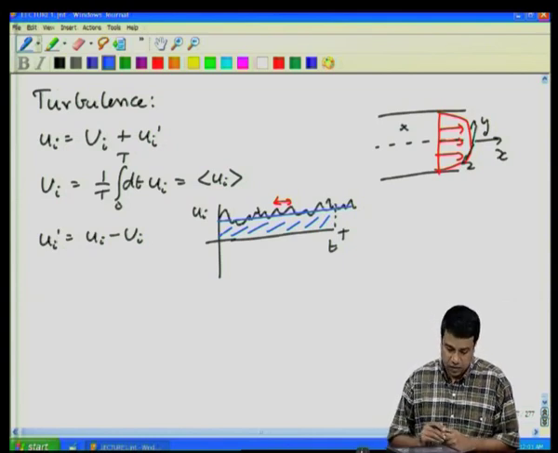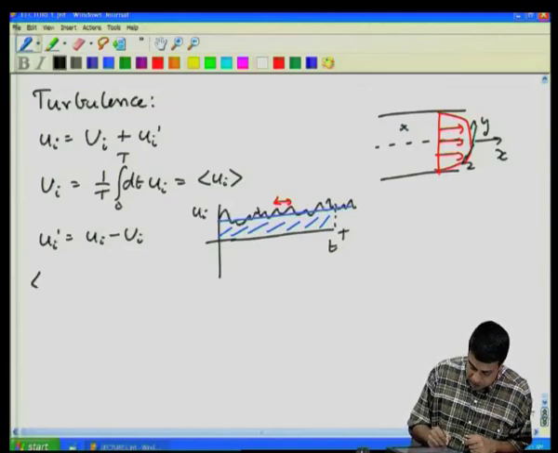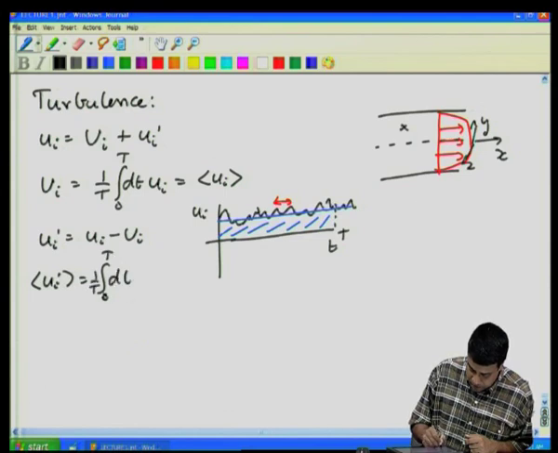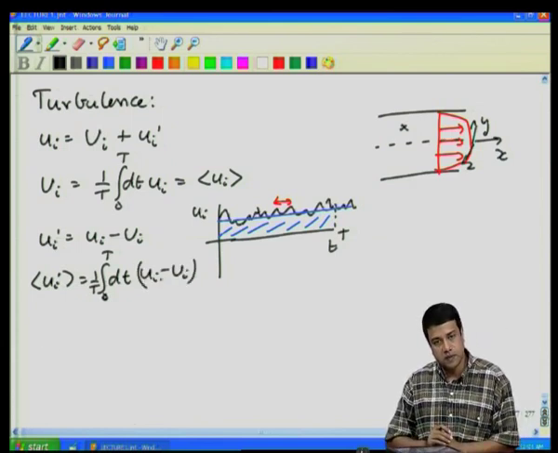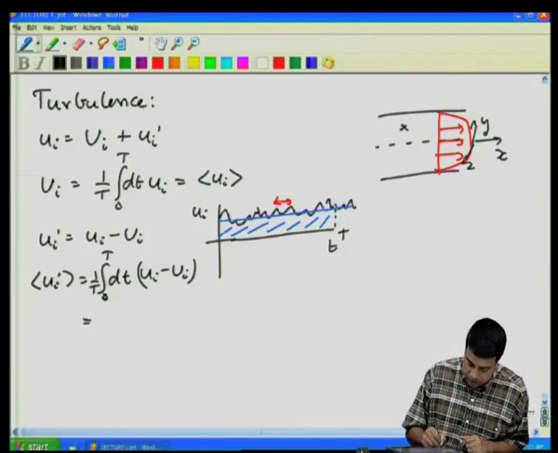Of course, the average of the velocity fluctuations, integral 0 to T, 1 over T. Since capital U is a constant in this case, it is already time averaged. I showed you in the last lecture that this is equal to 0.